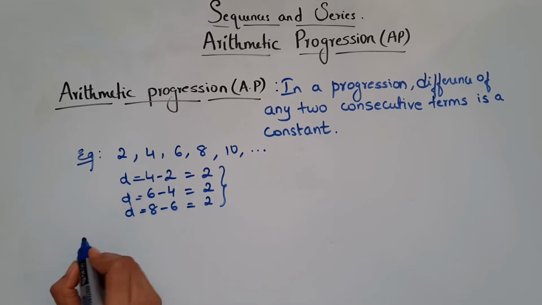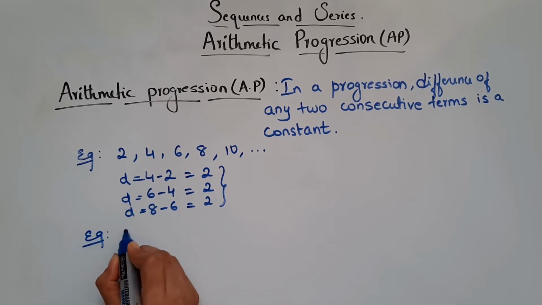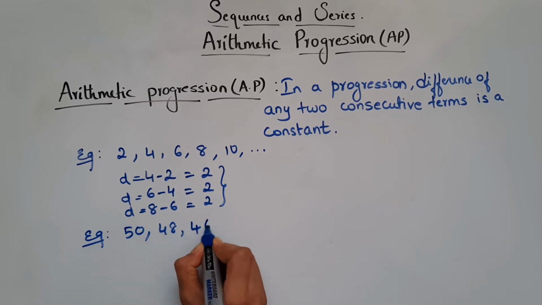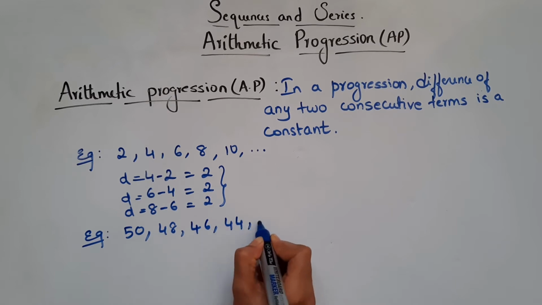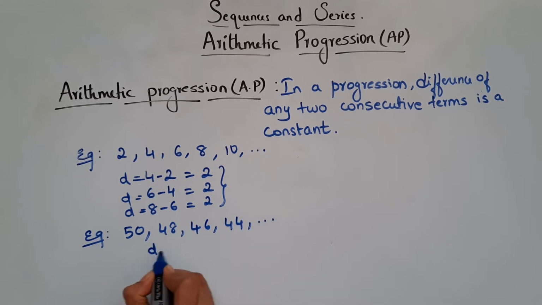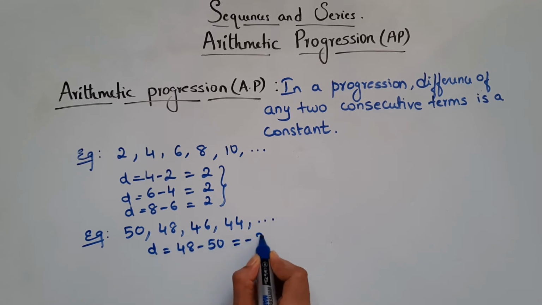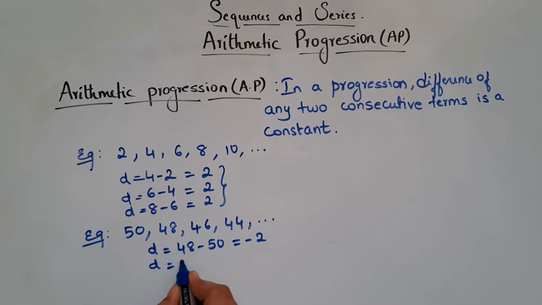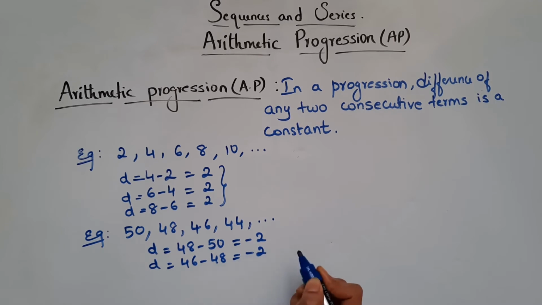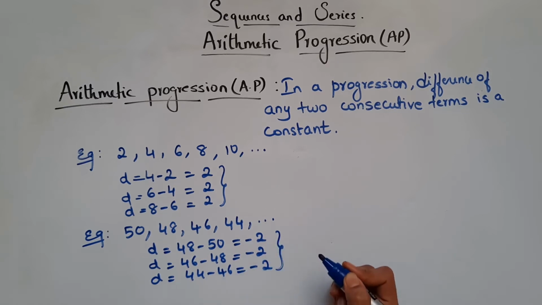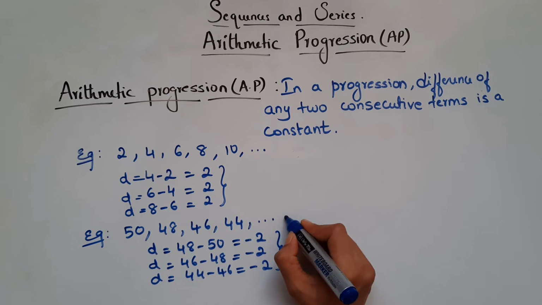Let me give another example. Let's say we have a progression 50, 48, 46, 44 and so on. Here, what is the common difference? D is equal to 48 minus 50, which gives you minus 2. Similarly, 46 minus 48 will also give you minus 2. 44 minus 46 will also give you minus 2. This is also a constant. Therefore we can say this progression is in AP.